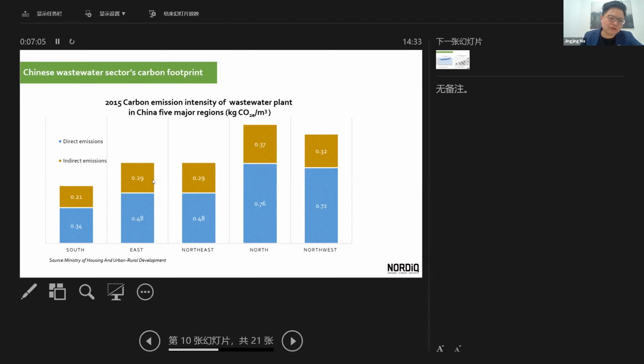So roughly, we can see here for the 5 major regions, the highest carbon emissions are actually from North China and Northwest China, because of the cold climate in the winter time, and also we need a lot of aeration in the MBR process, which is what most Chinese wastewater treatment plants apply. For South China, because of the warm climate, better efficiency for the aeration, and less intensity of sludge production, we can see it's almost 50% less compared with North China in wastewater carbon footprint intensity per cubic meter.